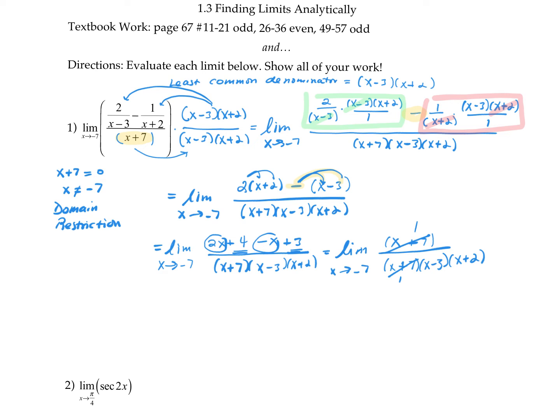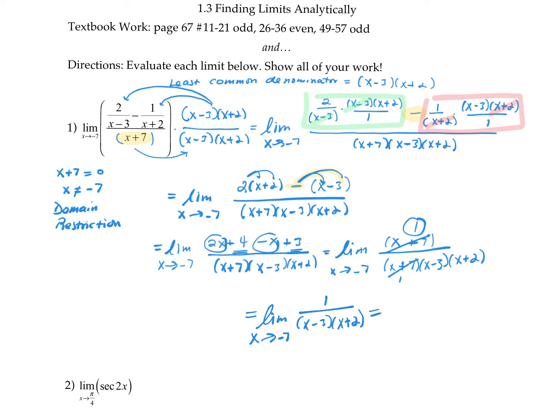Okay, so we divided out those x plus 7s, so now we have the limit as x approaches -7 of 1, because we do have this 1 in the numerator, over x minus 3 times x plus 2. Okay, now you're ready to do your direct substitution. Now it shouldn't be an issue to plug in -7.